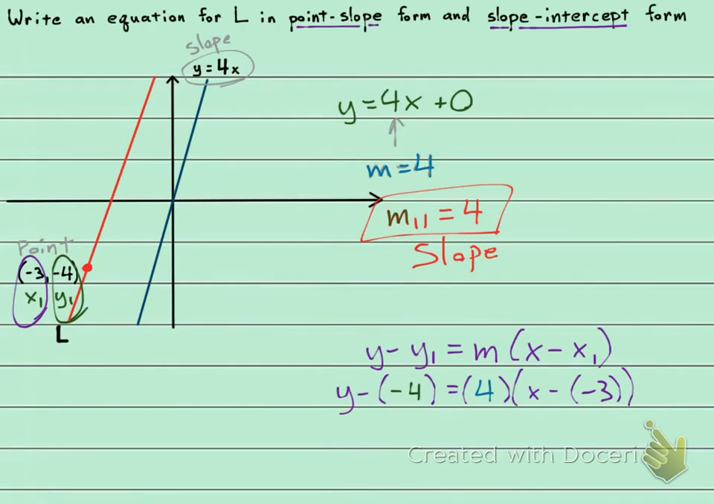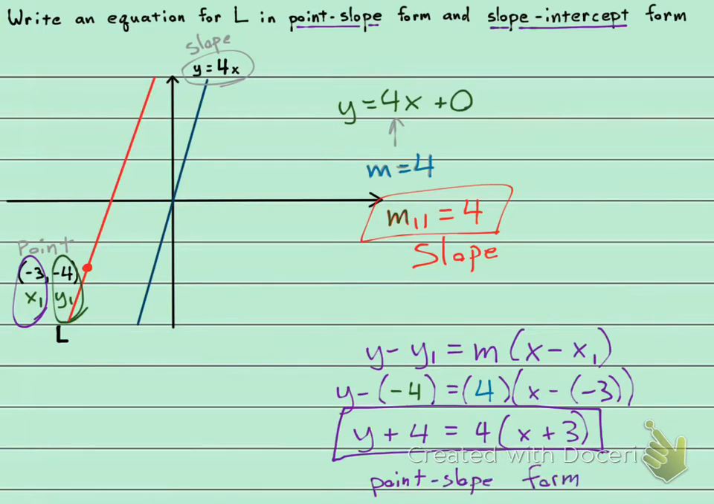All right, y minus a negative 4. Minus a negative is a positive, so that's y plus 4, equals 4 times x minus a negative 3, which is x plus 3. Okay, and without distributing, this is now in point-slope form. Point-slope form.